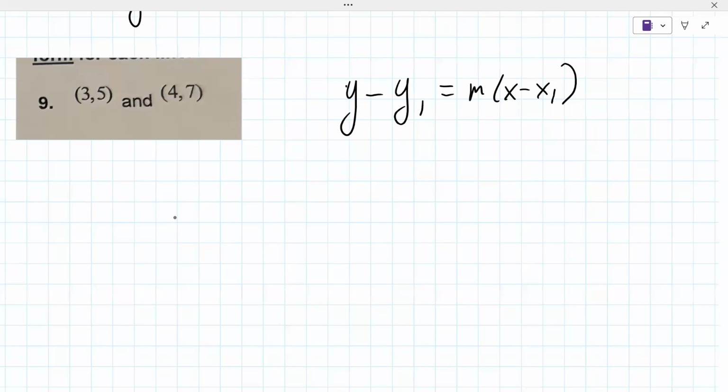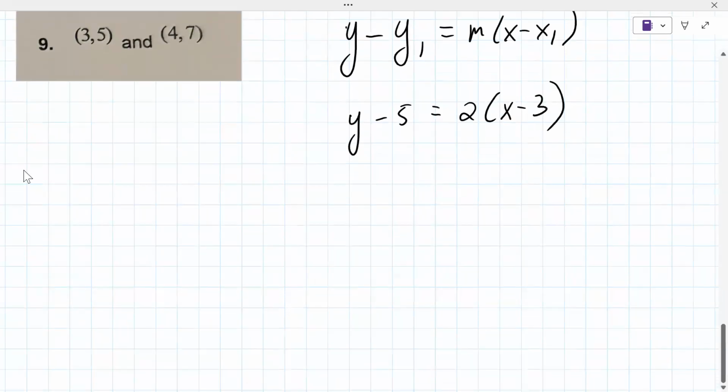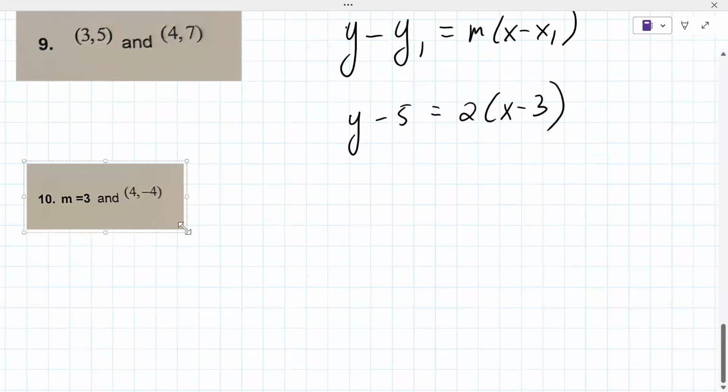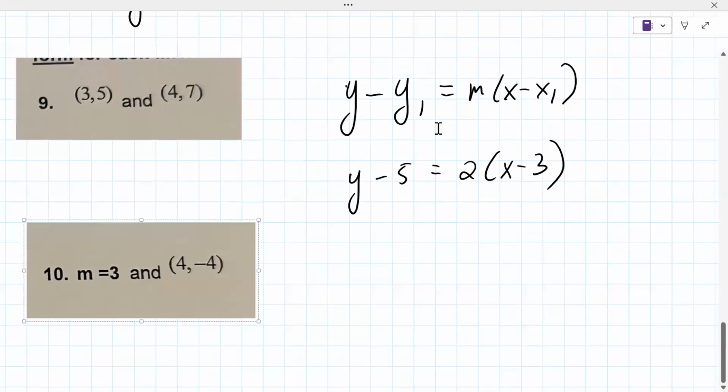Y minus 5 equals 2 parentheses x minus 3. You got it. Good. Now, the nice thing about 10 and 11 is they already give you a point and a slope. So you don't have to calculate the slope. You just put it into that form there. You do simplify signs.